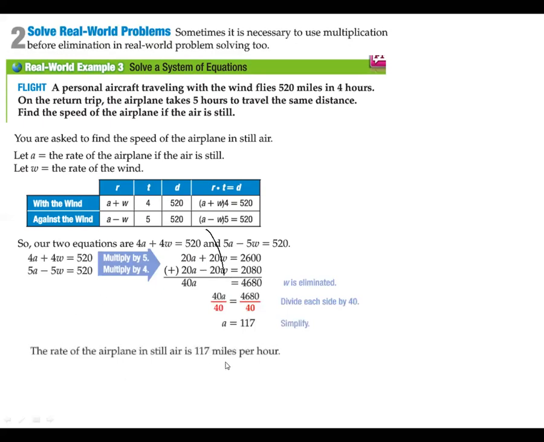Then if I take that, that is the answer. It didn't ask me for the speed of the wind. So if it did ask me for the speed of the wind, I would either plug it into this equation and solve for W, or this equation and solve for W. Either one, it's going to work out to be the same thing.